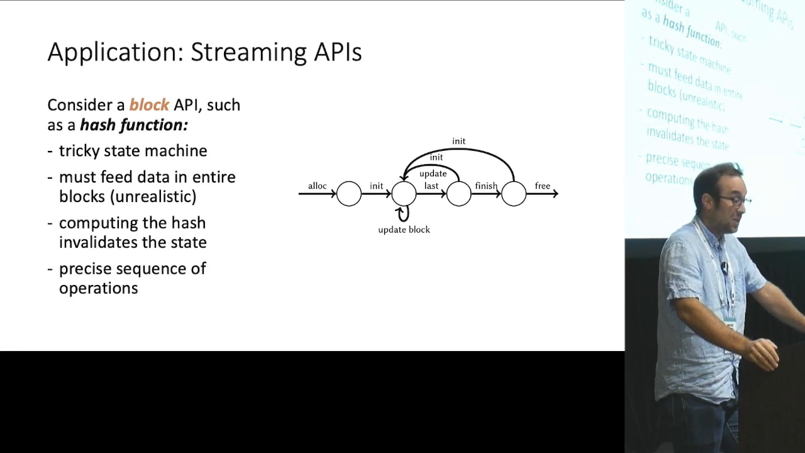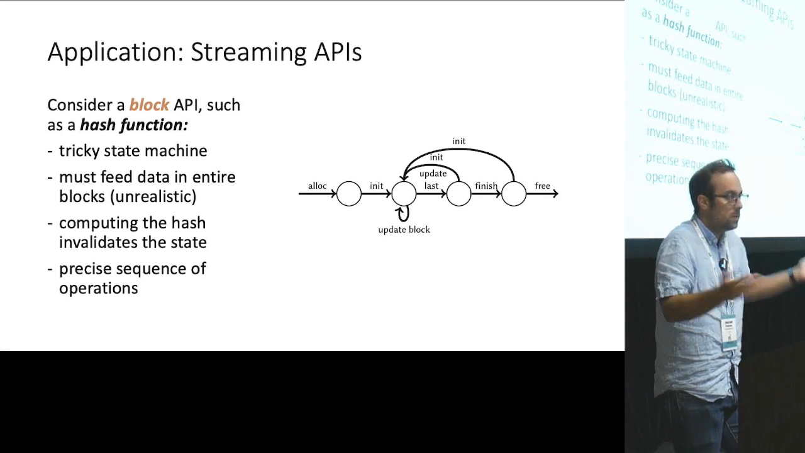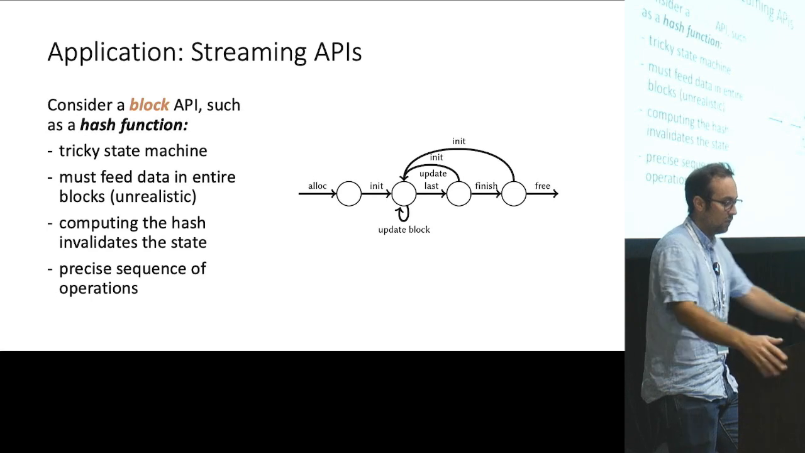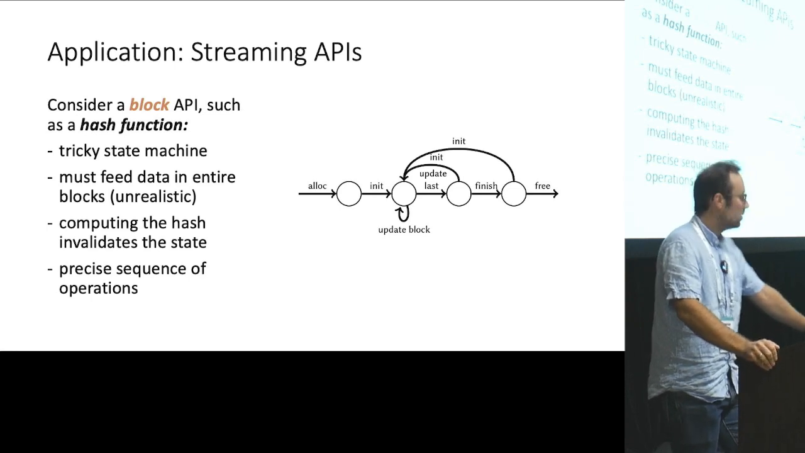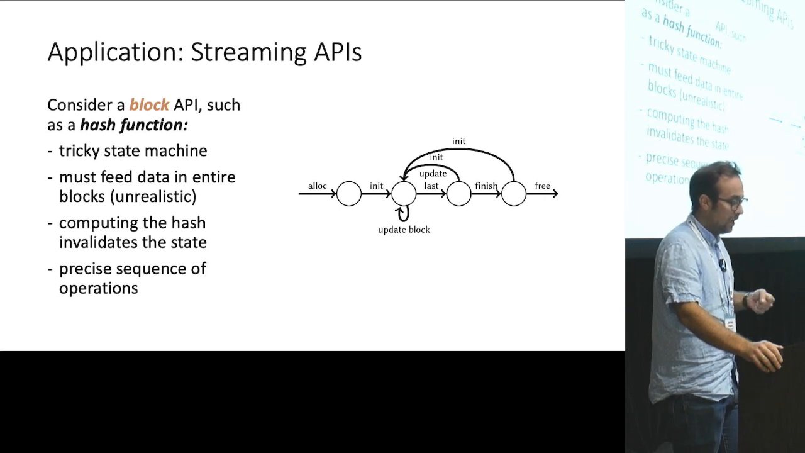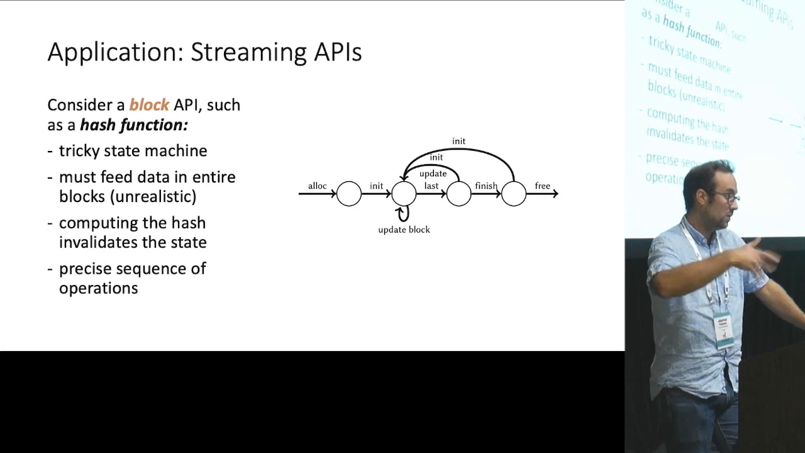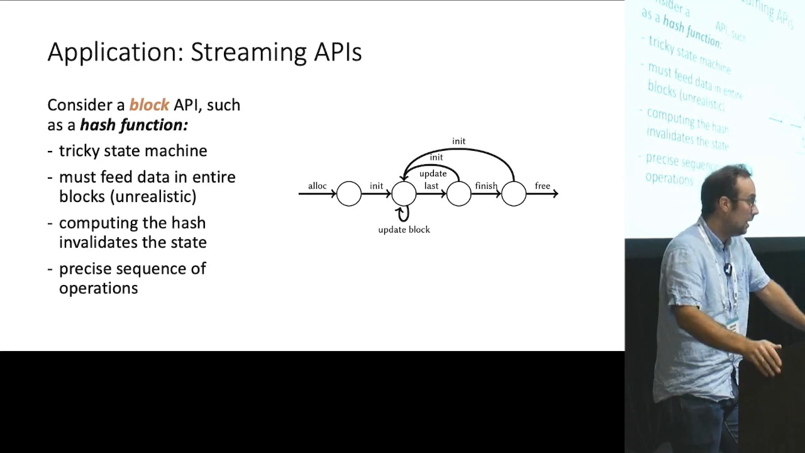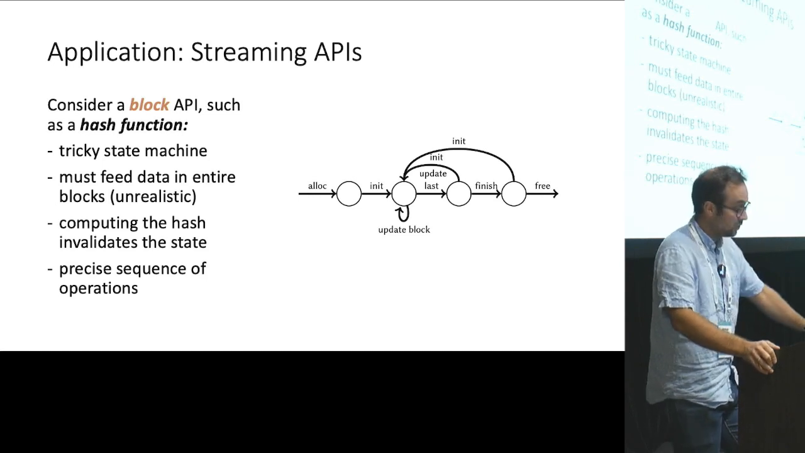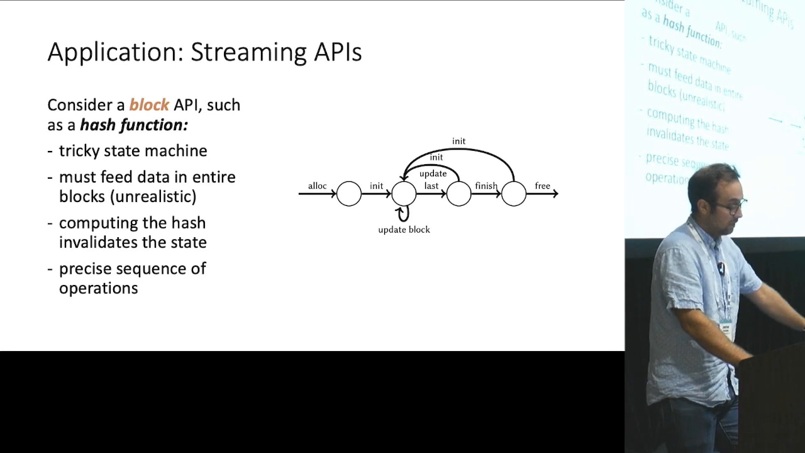You must feed the data block by block, which is not realistic for most use cases, because you don't always have an amount of data coming in that you want to hash that's a multiple of the block size. It's also a nasty state machine because if you want to compute the hash, the digest, you kill your state. Your state becomes invalid. And so oftentimes you want to compute intermediary hashes as the data comes in, and that requires great care. There's a precise sequence of operations to obey. And so no one uses that block API.